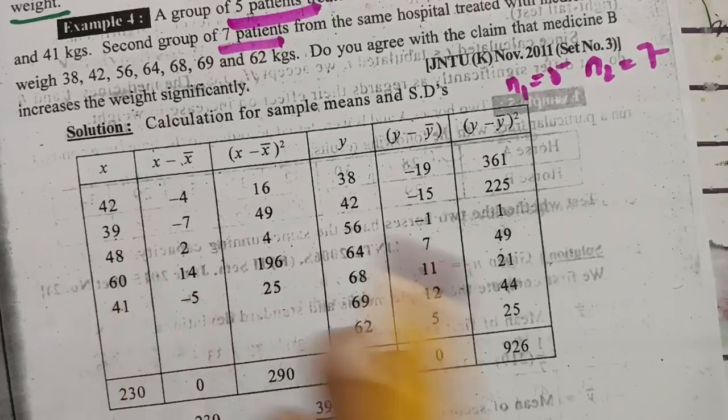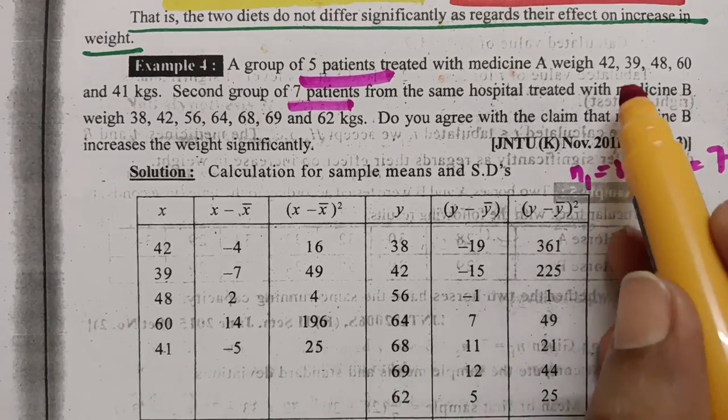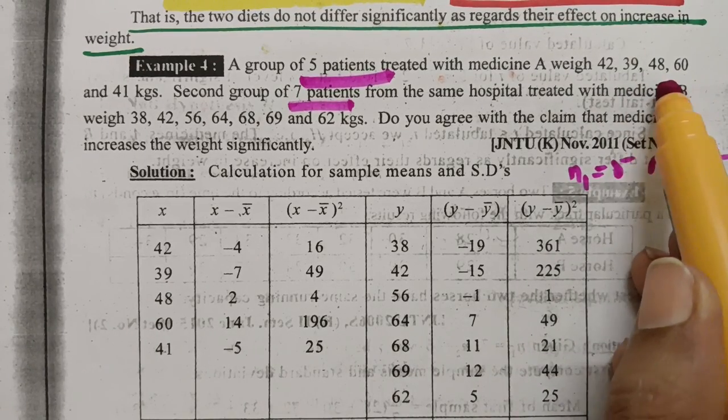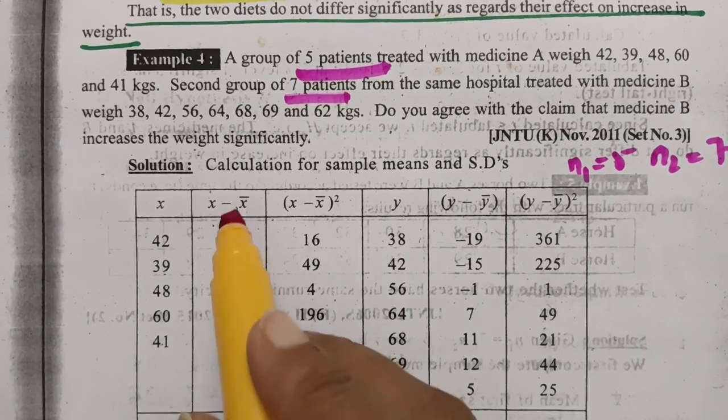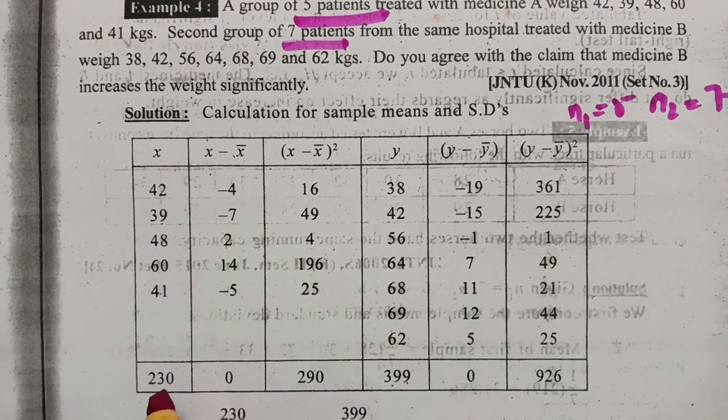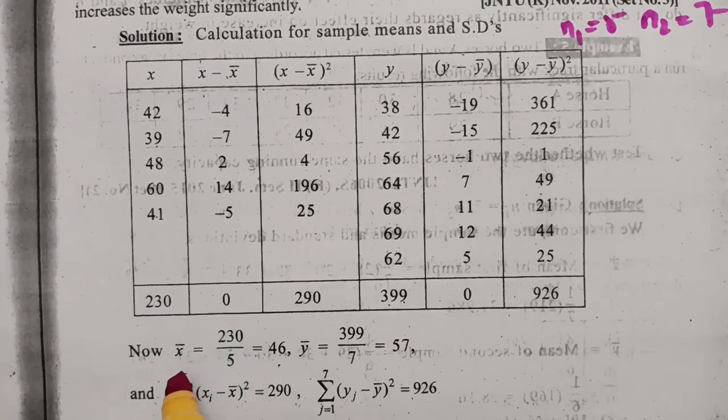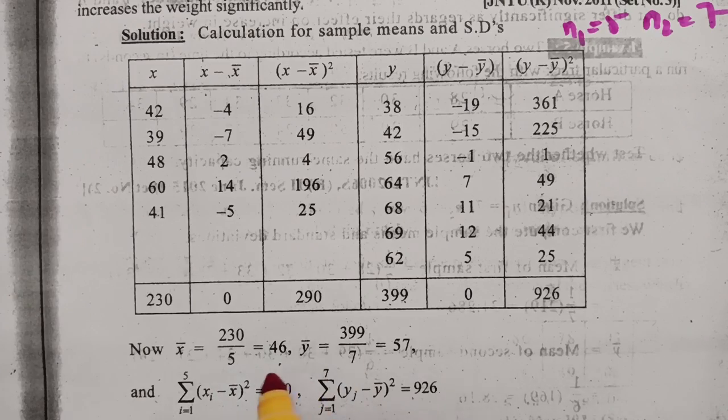So x bar is equal to, so this is the data, that is 42, 39, 48, 60, 41. So we have to place it in column 1 and x minus x bar. From where will we get x bar? x bar is equal to 230 divided by 5. The value here is 46.